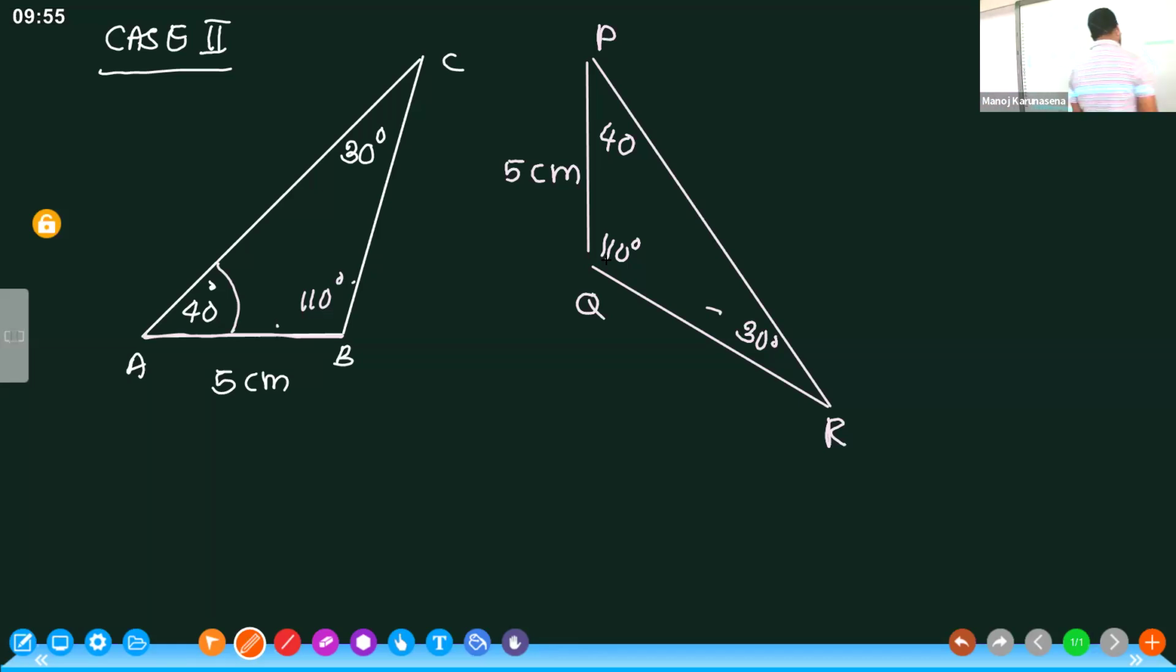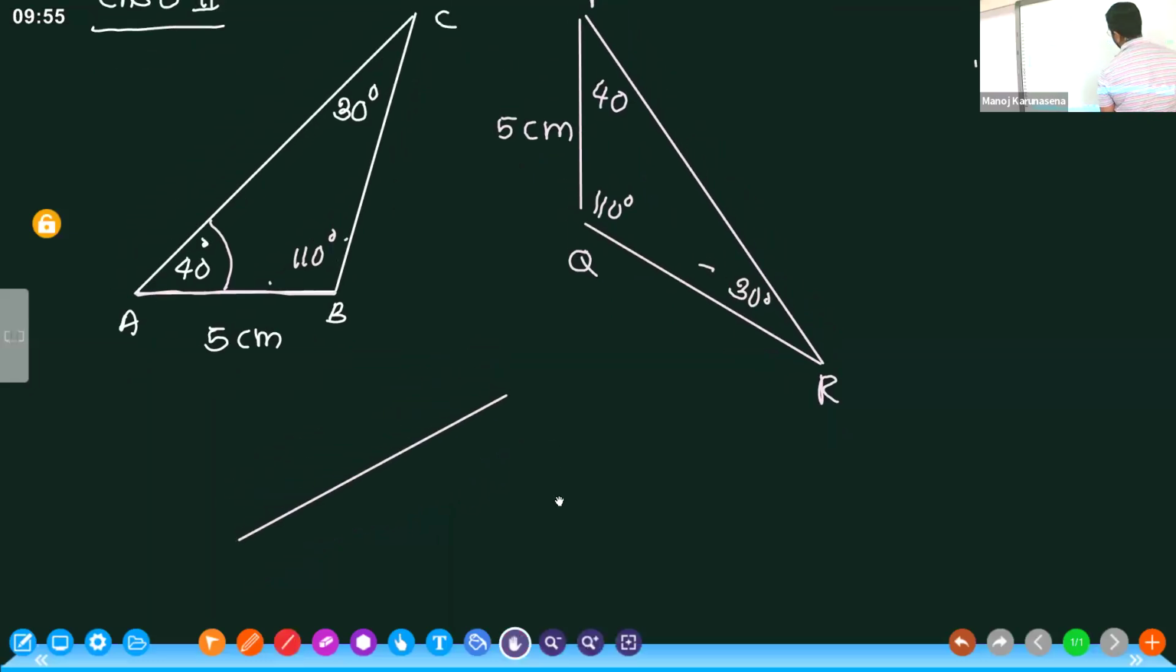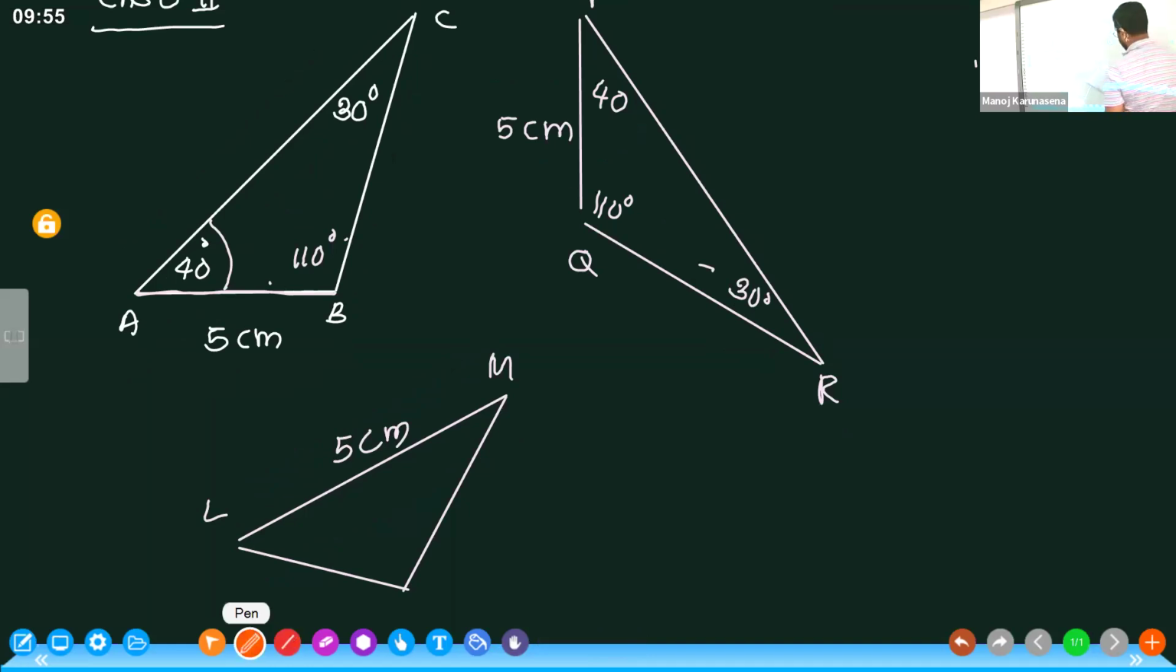Let's draw another triangle, Babala. Let's draw another triangle like this, where you have 5 centimeters. Now this is ML. This length is 5 centimeters, and you will get a small triangle like this. This angle is 40 degrees. This angle is 30 degrees. This is 110 degrees.